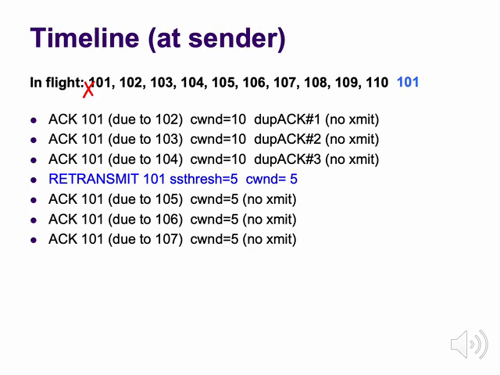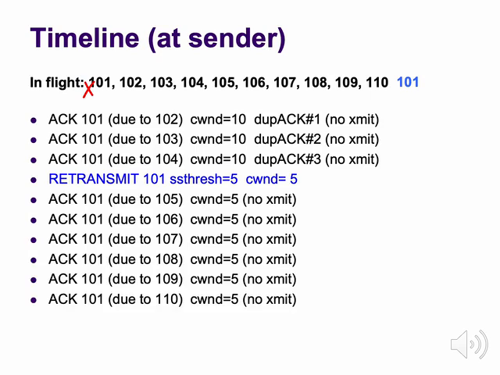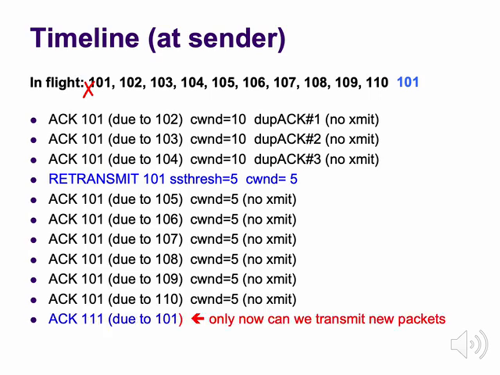And this time the sender receives yet another ACK 101, this time due to packet 108. Same thing for 109, 110. And it's only when 101 makes it to the receiver that the sender receives an ACK that says ACK 111. That's because 101 filled a hole at the receiver. By the time it got the retransmission, it had received everything up to 110. And so the receiver sent ACK 111 due to 101.